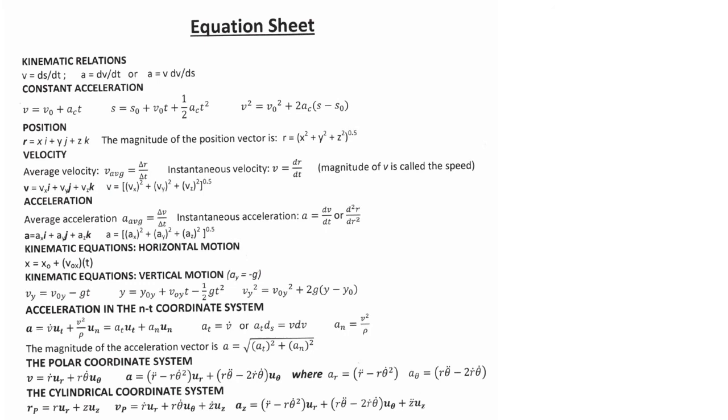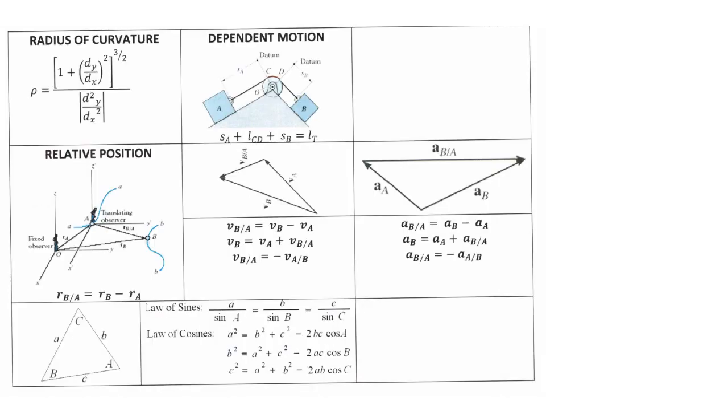This is our first page here. All our key equations for kinematic relations, constant acceleration, position, velocity, acceleration, kinematic equations for horizontal and vertical motion, acceleration now in this NT coordinate system that we're dealing with now. We'll also have here, as we keep moving on, our polar and cylindrical coordinate systems as well. And then some specific examples here for radius of curvature, dependent motion, relative position, and our law of sines and cosines.